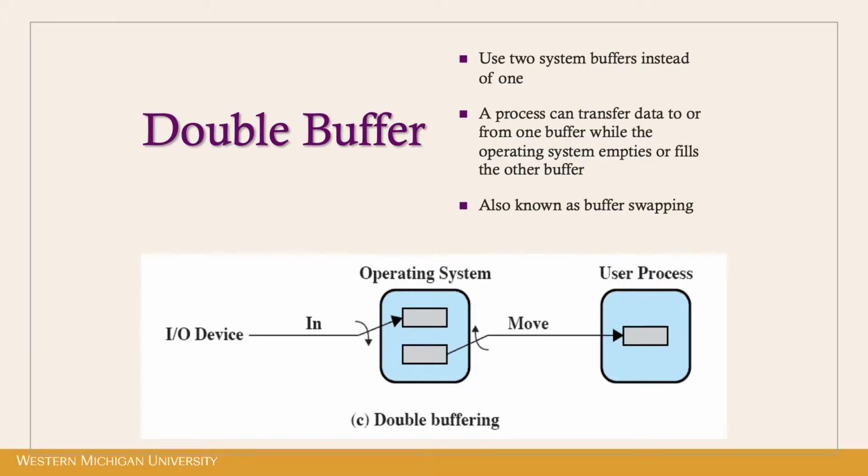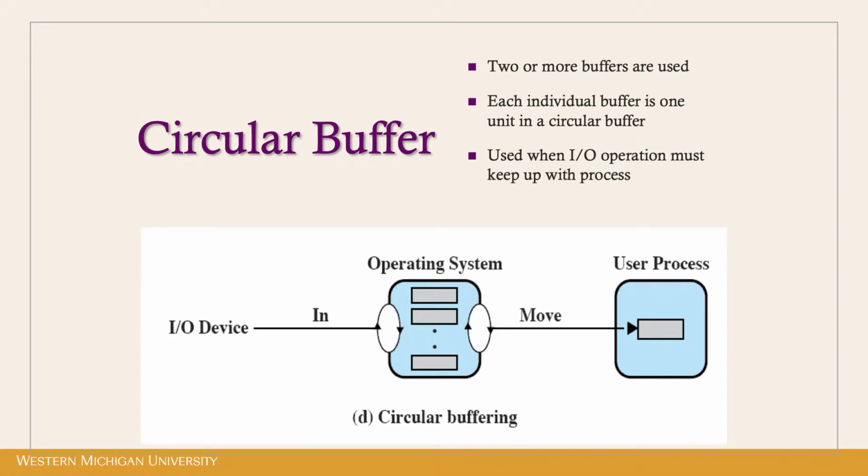We can also do double buffering. We use two system buffers instead of one, and we basically switch between them. Every time we have new information, we move one block in, that gets moved to the user process, then we switch over to the next buffer to move the next block in, and we just switch back and forth between these buffers. And that can actually be expanded to a circular buffer, so we can have a ton of buffers.